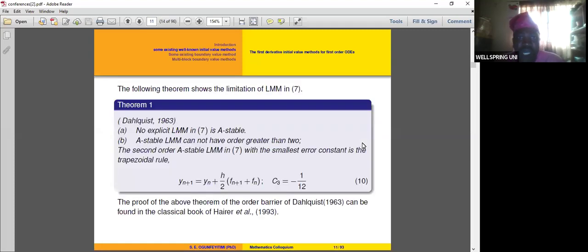Before we proceed, we have a limitation for linear multistep methods in equation 7. It says that no explicit linear multistep method in 7 is A-stable. Then the one that is A-stable has order not greater than 2. An example of such is the trapezoidal rule, given in equation 10, which is of order 2, and the error constant is what? -1/12, depending on the angle we use to get the error constant. Some can be 1/12, while others can be -1/12. The proof is documented in Aaron et al., 1993.